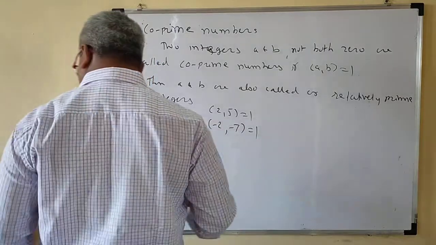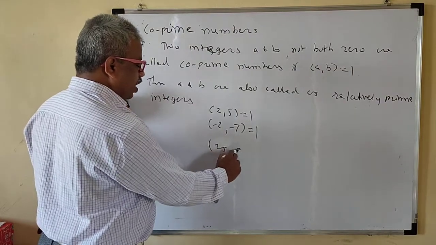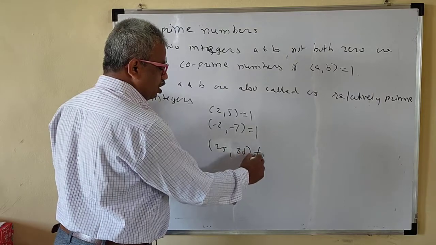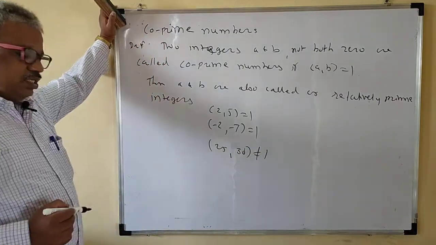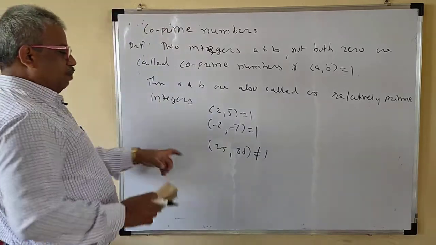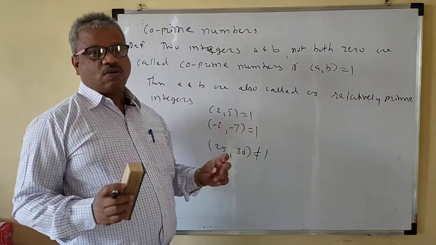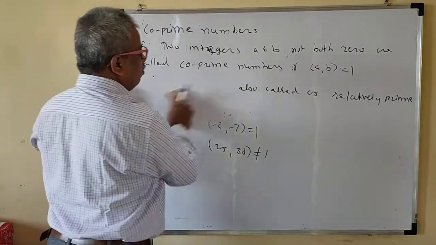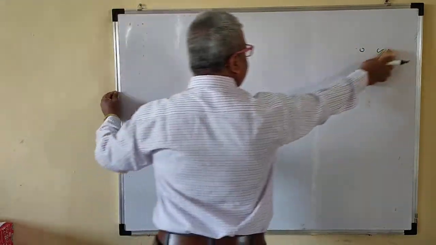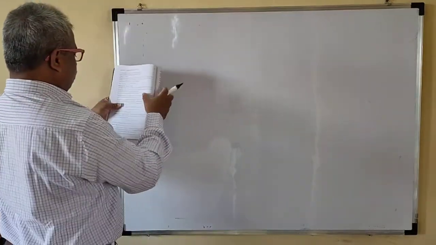Now take an example like 25 and 30. Note that GCD is not 1 here. GCD is 5. So that means they are not relatively prime, because 5 is a common divisor. If only 1 is the common divisor, then they are called relatively prime. Okay. So now we take a theorem or problem example.